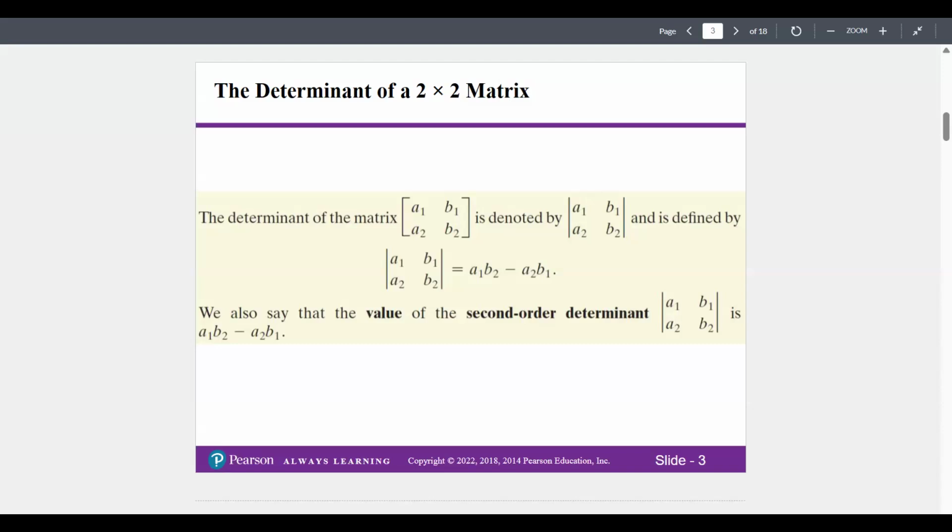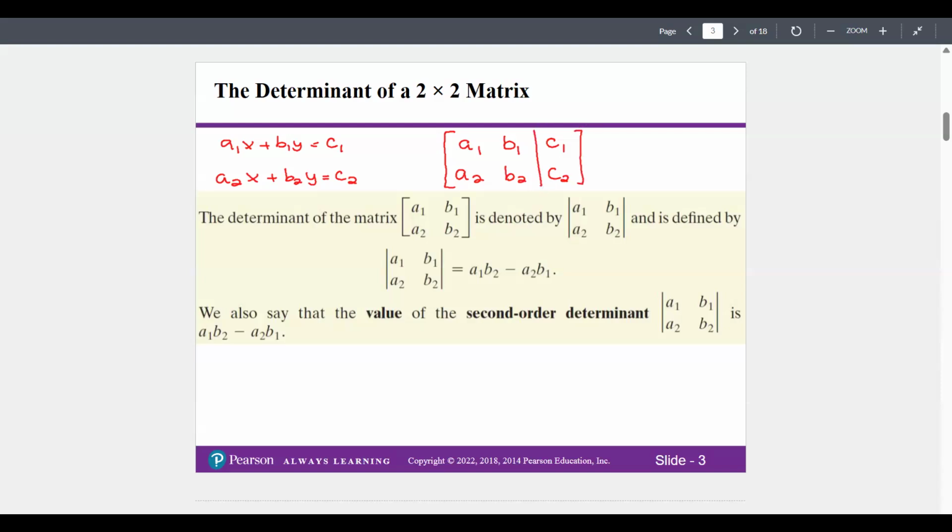So all a determinant is, if we have a matrix, we have a system of two variables. So let's say we have two equations that are going to be a1x plus b1y equals c1. And then we have a2x plus b2y equals c2. We can write a matrix that's going to be a1, b1, c1, a2, b2, c2.